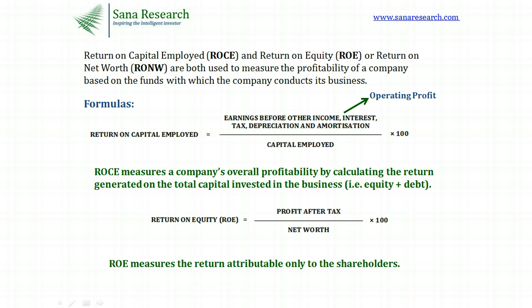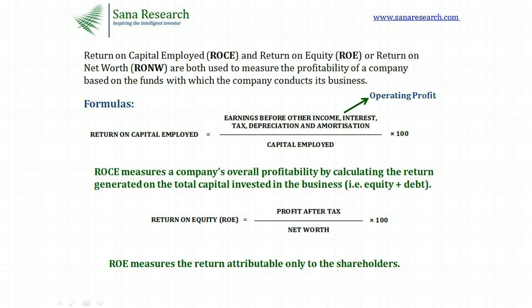Return on capital employed and return on equity are both used to measure the profitability of a company based on the funds with which the company conducts its business. While return on capital measures the overall return based on the total capital with which the company conducts its business, return on equity, on the other hand, measures the return attributable only to the shareholders of the company, which is why most investors look at return on equity extremely carefully.